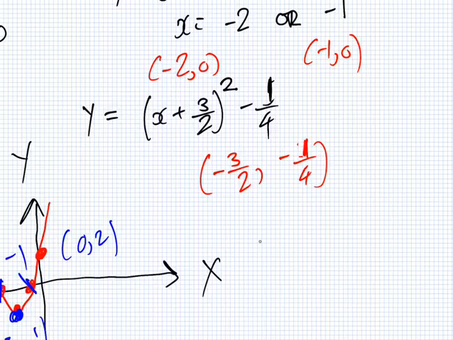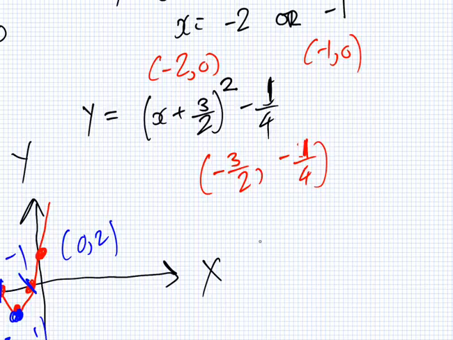So first, the easiest point to find is when x equals 0. What's y? 2. So our first point is 0, 2. Okay, next I'll factorize. y equals x plus 2, x plus 1. So what I'll do next is make y equals 0. So then what's x? Minus 2 or minus 1. So I have here minus 2, 0 and minus 1, 0.